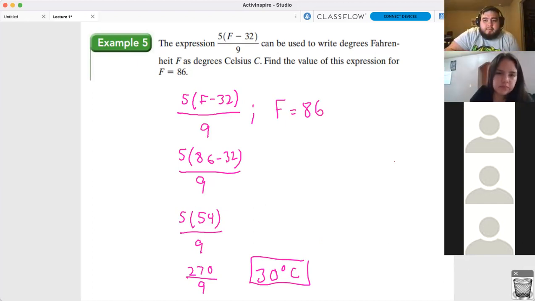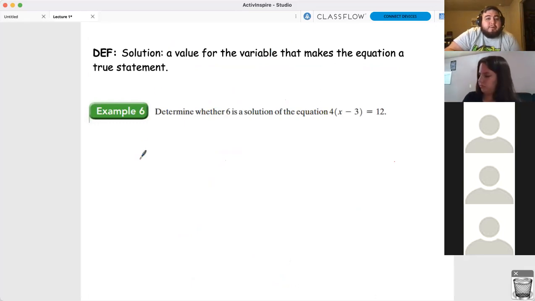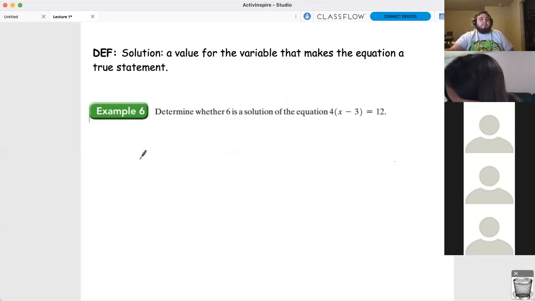All right. Let's go ahead and try the definition now. So now we're going to talk about equations. We just did algebraic expressions. We talked about variables. We're now going to talk about equations. So the definition of a solution is a value for the variable that makes the equation a true statement. We're not solving it yet, but what is a solution of an equation? I'm going to give you 2 minutes to write this slide down before we get started.